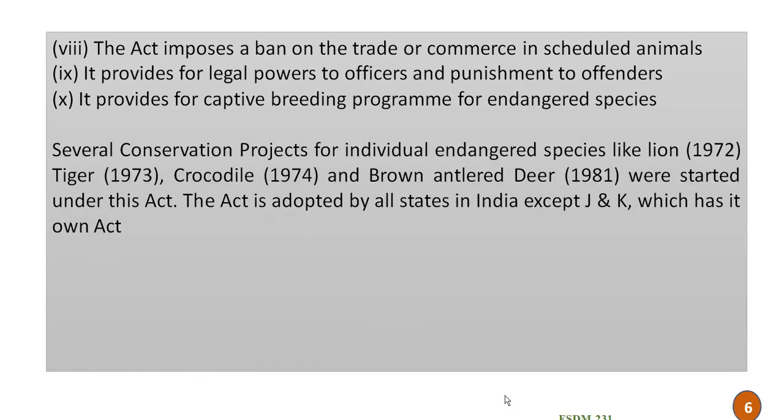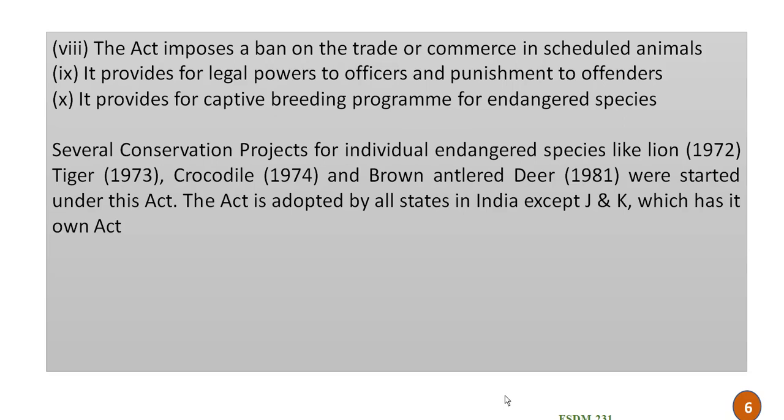Then several conservation projects for individual endangered species like the lion in 1972, tiger in 1973, crocodile in 1974, and brow-antlered deer in 1981 were started under this Act, and through this Act these endangered or rare species are conserved under different conservation projects.